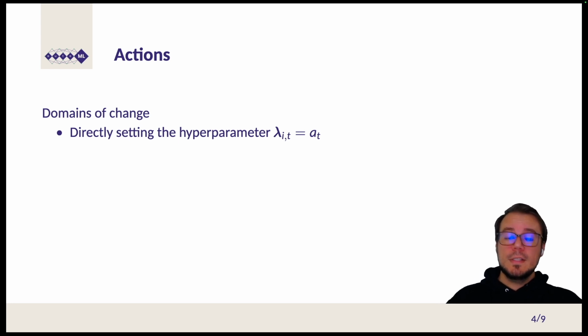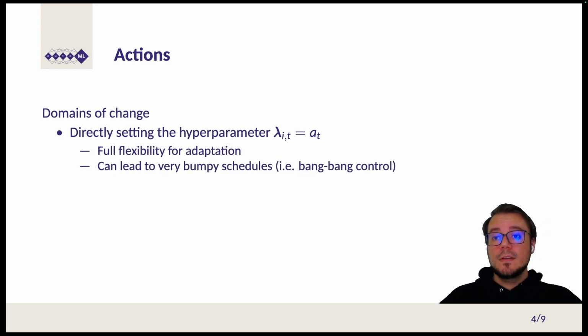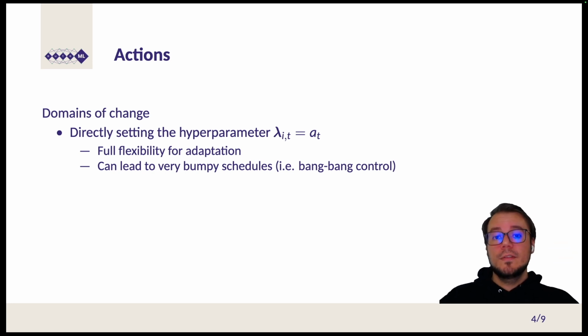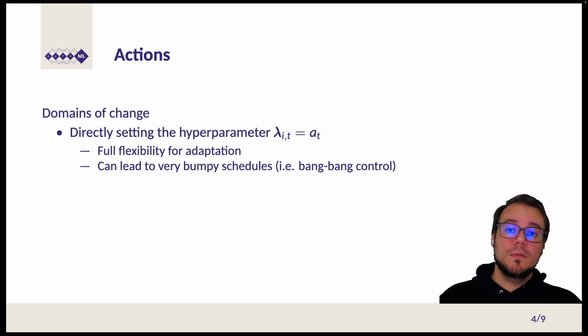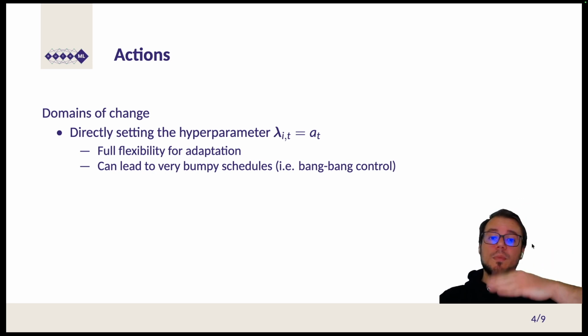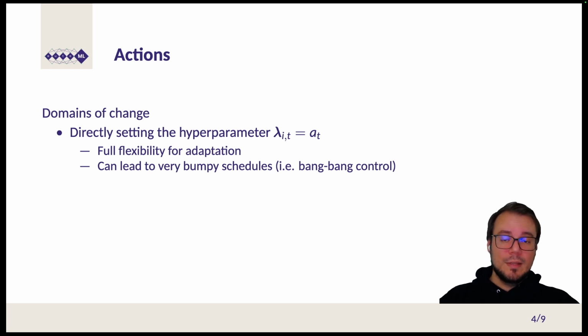Now, on the action side for DAC, we could either directly set the hyperparameter value by taking the action. That gives us a full flexibility for adaptation, but this can give you very, very bumpy schedules. And in reinforcement learning, you would call this bang-bang control. If your learning rate is always bouncing up and down like this, it's not necessarily the best behavior that you want to induce.